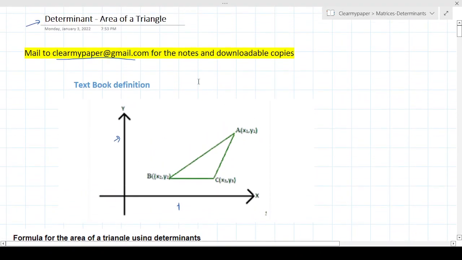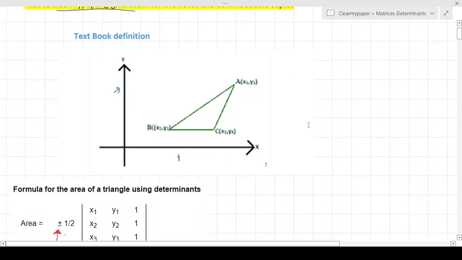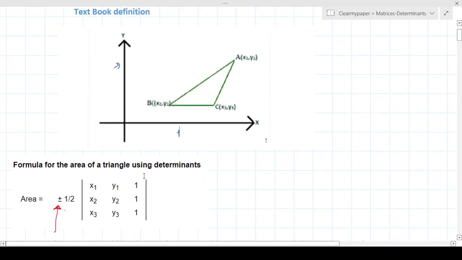If you open up any textbook, more from an exam standpoint, there is no context. The first thing that they will let you know is the formula for the area of a triangle using determinants is equal to plus or minus half multiplied by a 3 by 3 determinant, where the first column is all of the x variables, the second column is all of the y variables, and the third column is 1. That's it. There is no intuition. And if that's what you want, and if you want to save time, then you can skip the rest of this video. You don't have to watch this because I'm going to give you some intuition of what's going on behind the scenes.